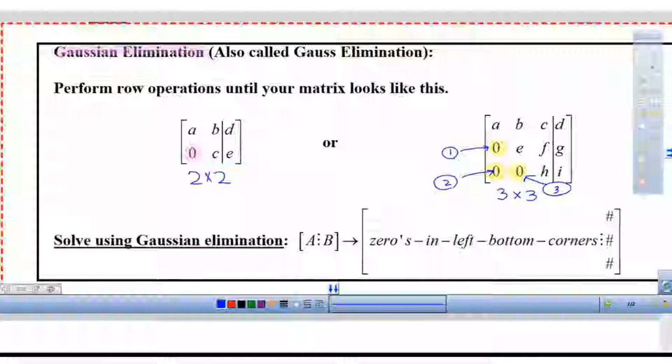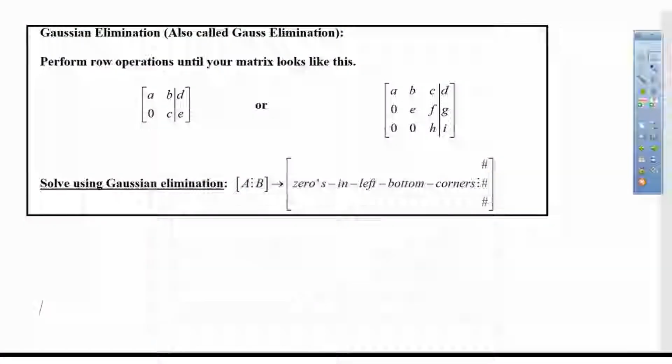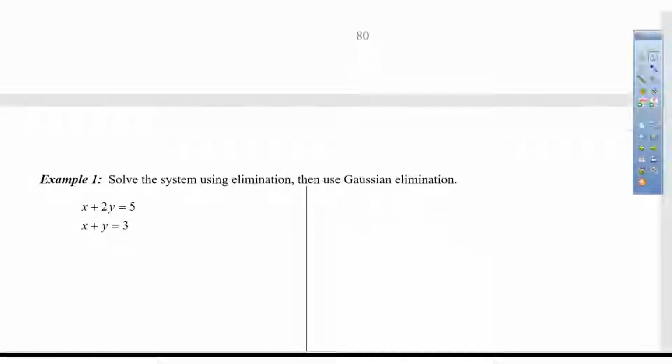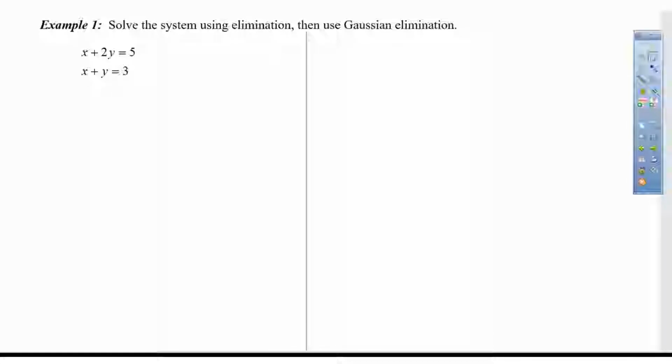Okay. Now, here is the formula for Gaussian elimination. You start with matrix A on the left, and you put matrix B on the right. Then this little arrow means you turn it into zeros in the left bottom corners, like these up here that I already showed you. And then on the right hand side you have numbers. So that's the formula, okay? You're going to have to remember the formula. I would never quiz you and say what's the formula, but there's so many different ways to solve this. If you don't remember what Gaussian is, then you're going to be in trouble, okay?